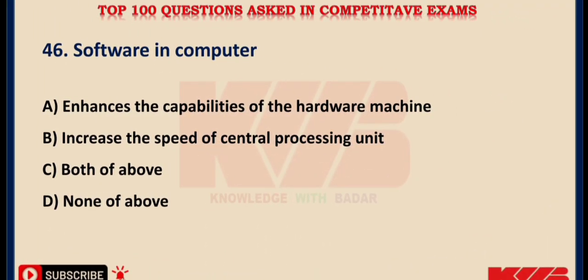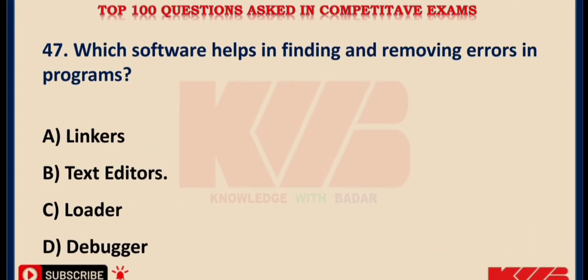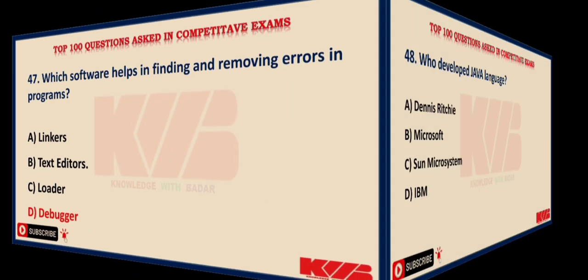Software in computer: A. Enhances the capabilities of hardware machine. B. Increases the speed of central processing unit. C. Both of above. And D. None of the above. And the correct answer is enhances the capabilities of the hardware machine. Question number 47. Which software helps in finding and removing errors in programs? Linkers, text editors, loader, or debugger? And the correct answer is debugger.